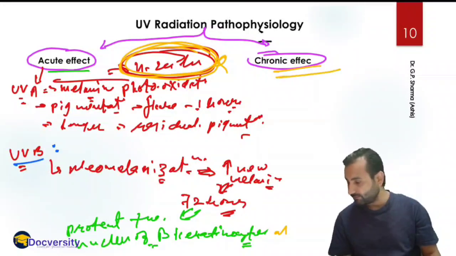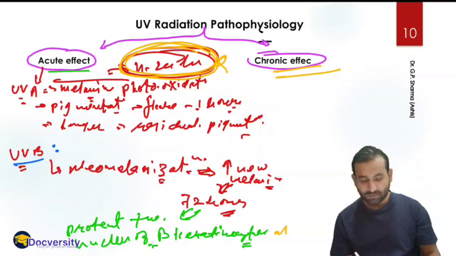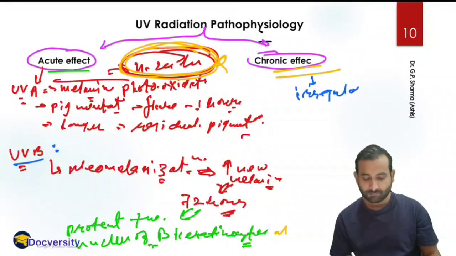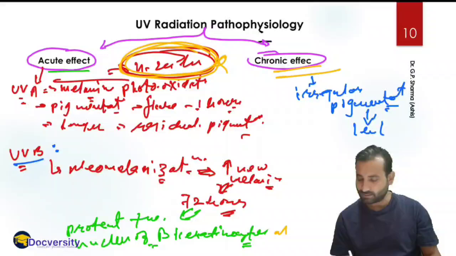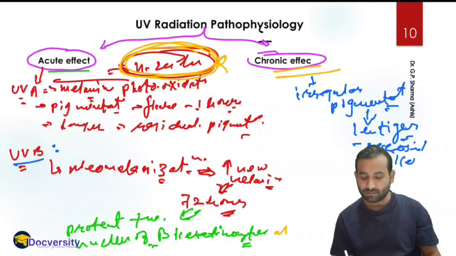In case of the chronic effect, this chronic effect will produce irregular pigmentation. This irregular permanent pigmentation is also called lentigines. And also it causes what? Tissue necrosis. Tissue necrosis produces ulceration, skin ulceration, right? So this produces this kind of problem.